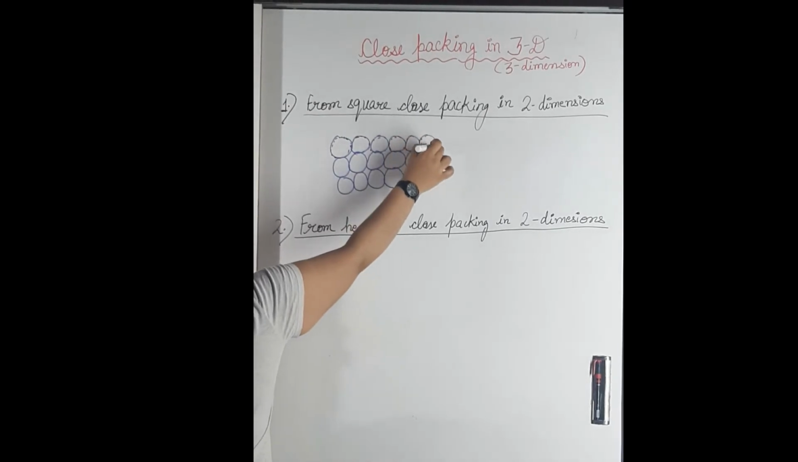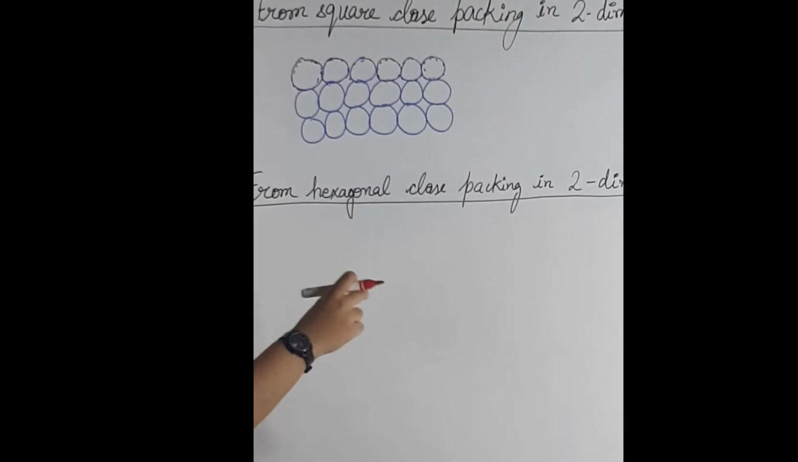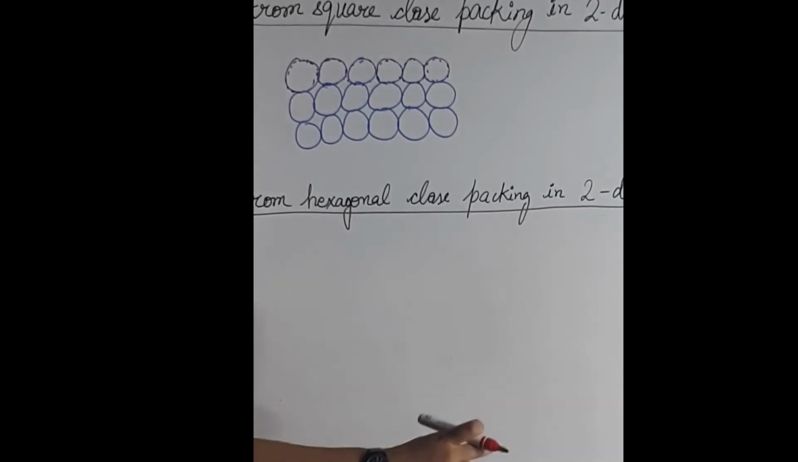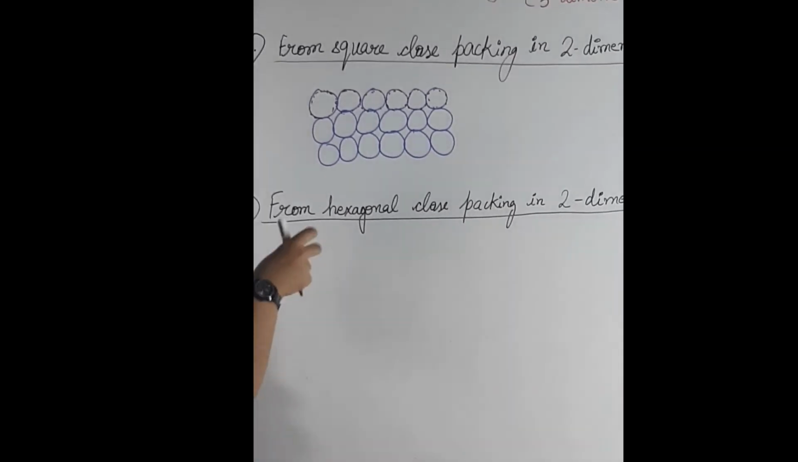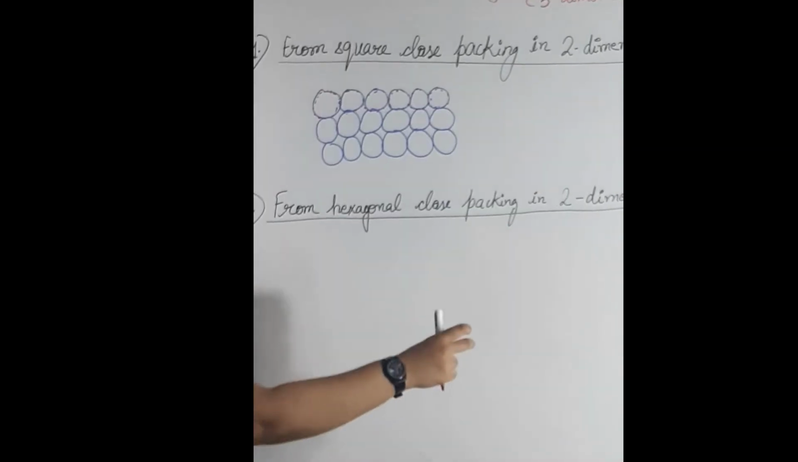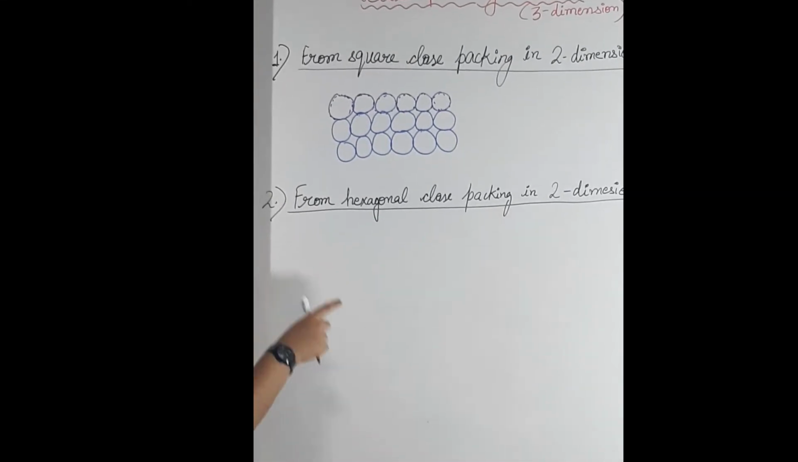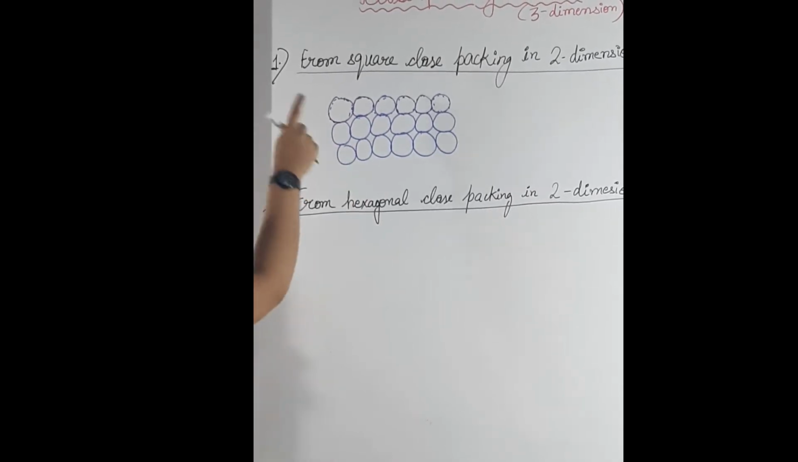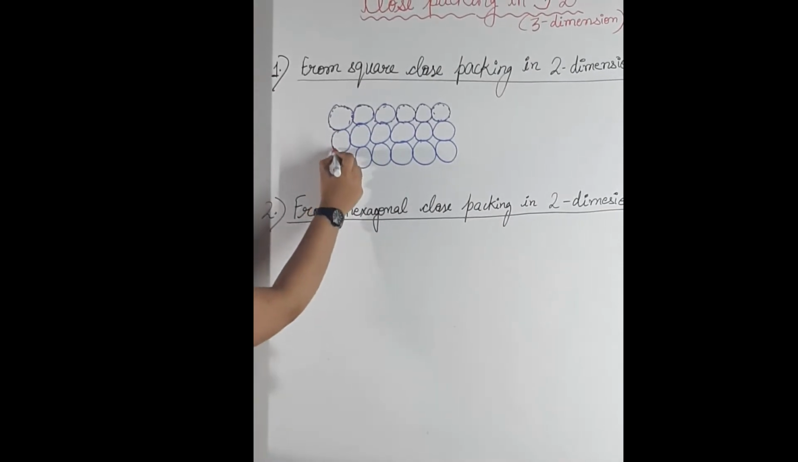Guys, suppose you have bowls, and you place the bowls side by side in horizontal as well as vertical alignment, and then the second layer of bowls is placed above them such that there is AA arrangement. This we can say is the close packing in 3 dimensions from square close packing in 2 dimensions.